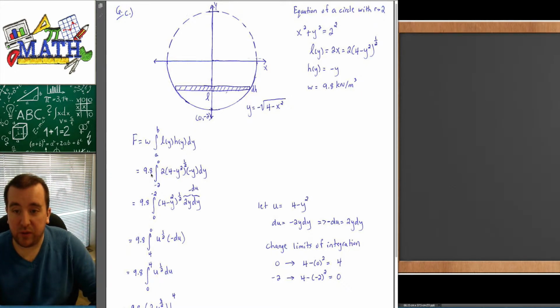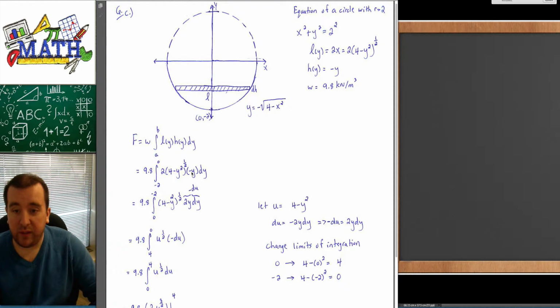So we substitute these values in, get 9.8 here. L of y is 2 times 4 minus y squared all to the half, and then h of y is negative y, and here's our dy. Okay, so the limits of integration, because we're integrating y, we need to go from bottom up, so we're starting at negative 2, and we're integrating up to y equals 0, which is the x-axis here. So that's our integration. Now notice this is negative y.